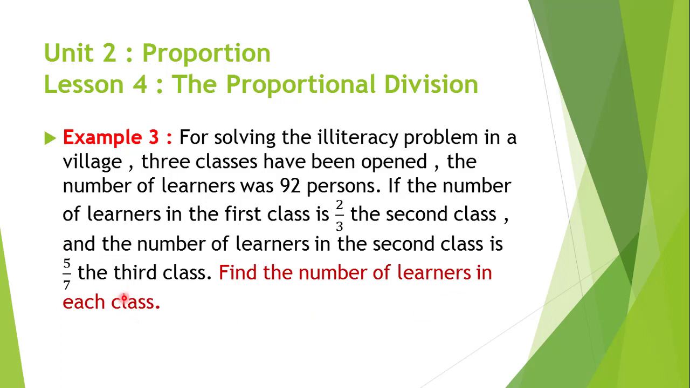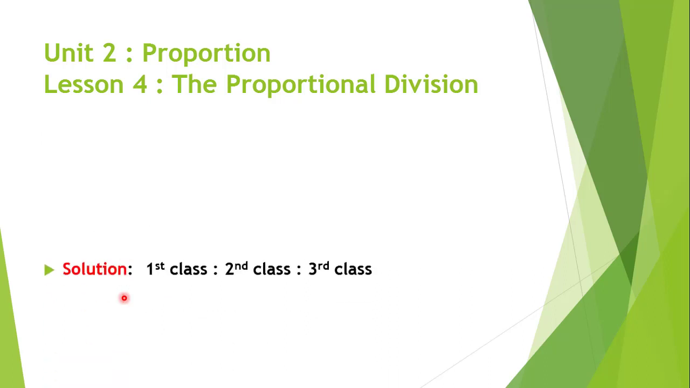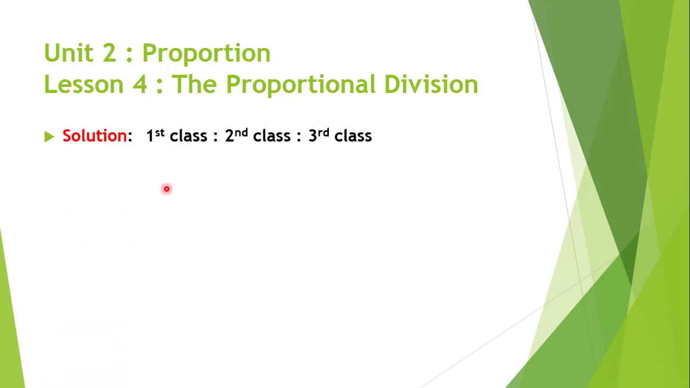Okay, let's arrange our information by the same way. We have 3 classes here. So this is the ratio among the 3 numbers. First class, second class, and third class. First to second, 2 to 3. Second to third, 5 to 7.